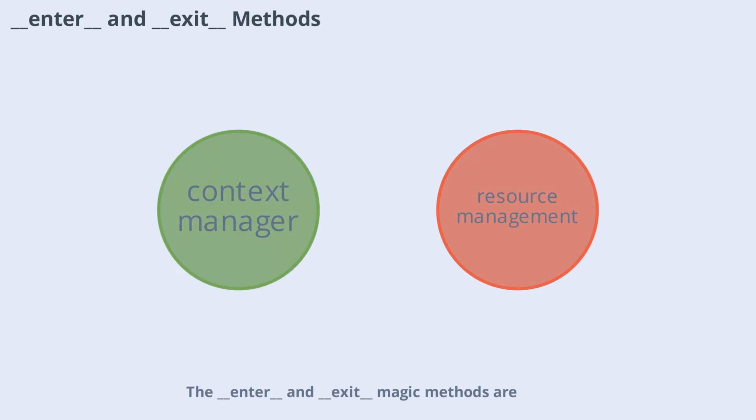Enter and exit magic methods are essential for creating custom context managers in Python. Enter handles resource allocation and returns the target object, while exit manages cleanup and receives exception arguments. In AI workflows, custom context managers can connect to remote GPU clusters before training and safely disconnect afterward, ensuring robust resource management and error handling.